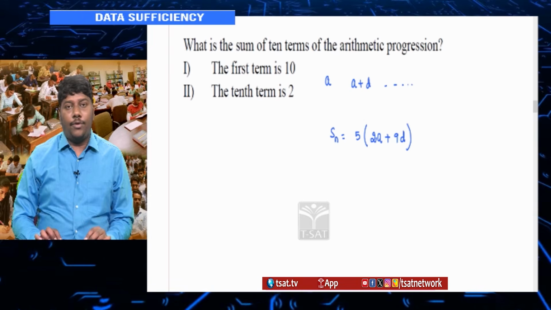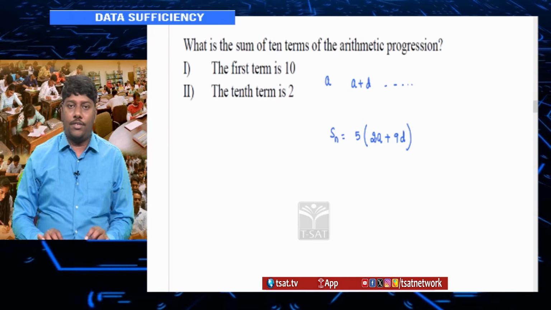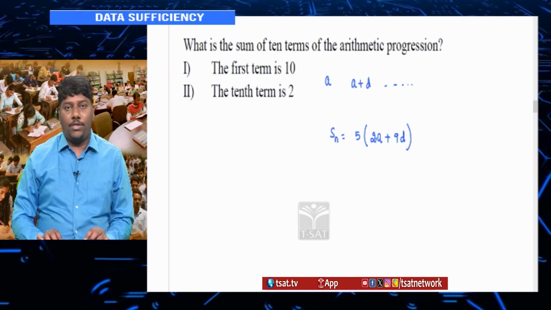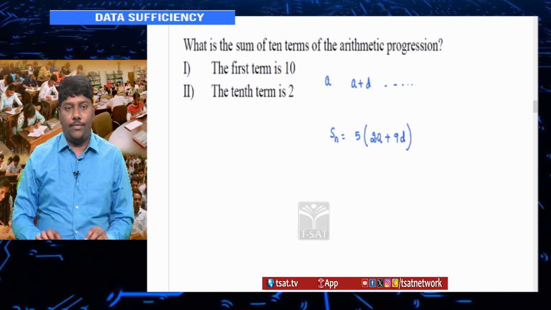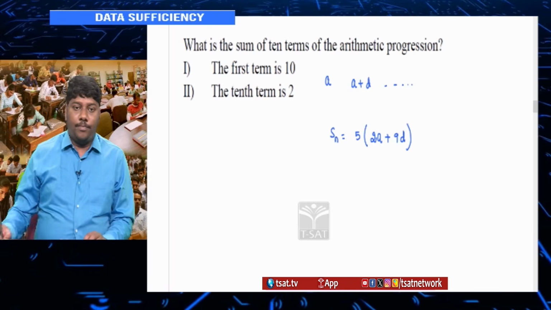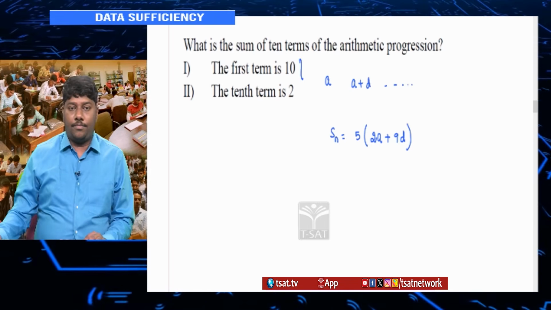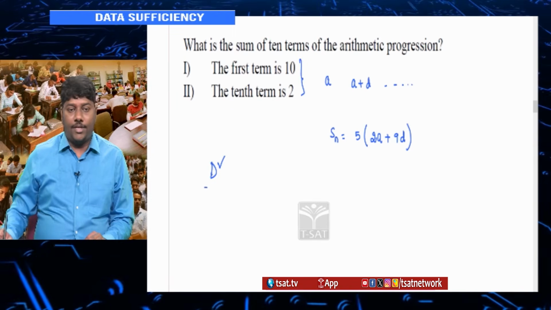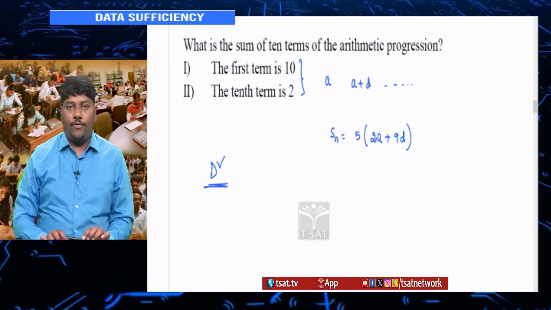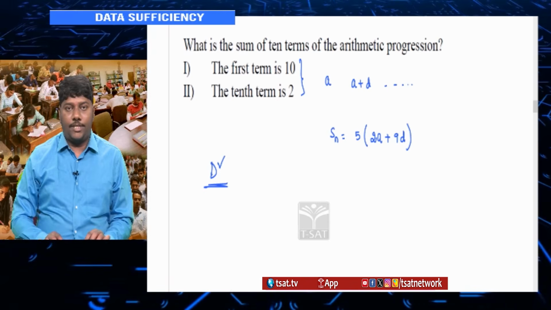Now, if you combine both of them, you know the first term, you know the 10th term, and you also know the number of terms in it. Therefore, you can find it out. If you know the first and the 10th term, both are required to answer the question. So when both are required, then you say it is option D. As we discussed, when both are required, then our option is D.